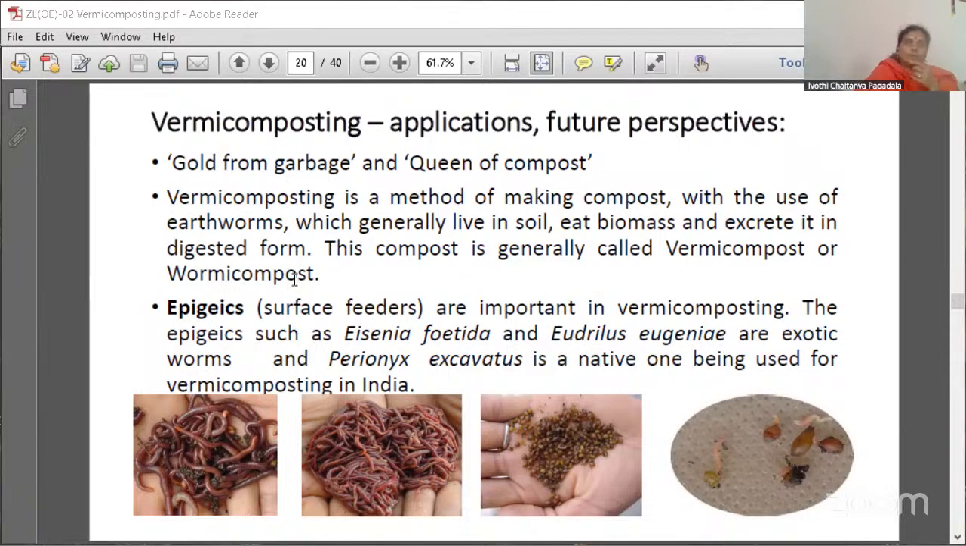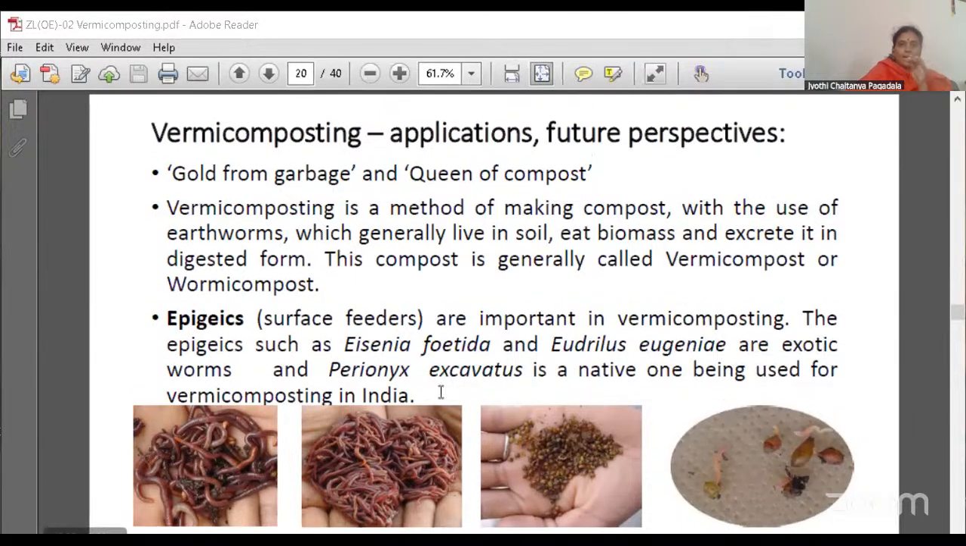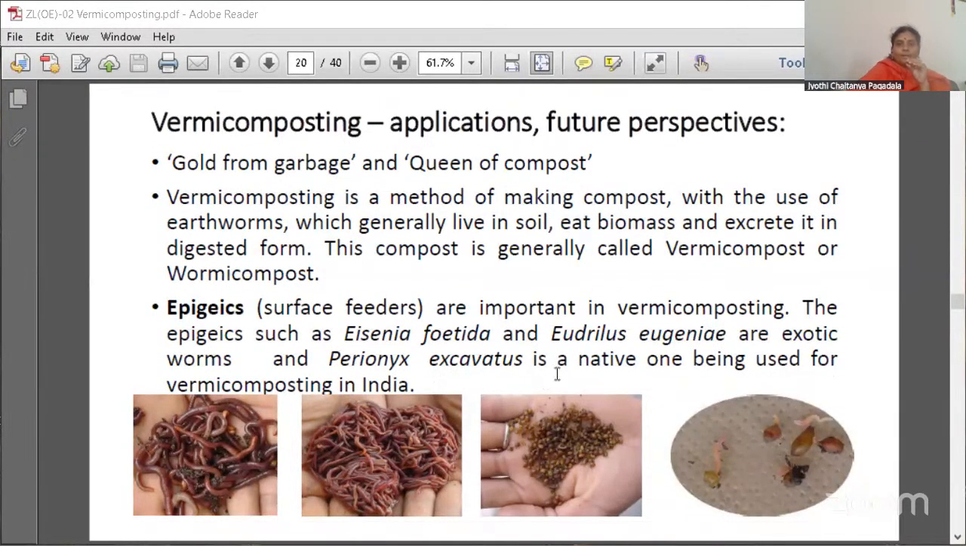Then vermiculture. Here you can see the earthworms. These are, as I already told you, Eisenia fetida, Eudrilus eugeniae, and some exotic worms like Perionyx excavatus. Yesterday, I showed all these earthworm pictures, and here vermicomposting is also called gold from garbage and the queen of compost.